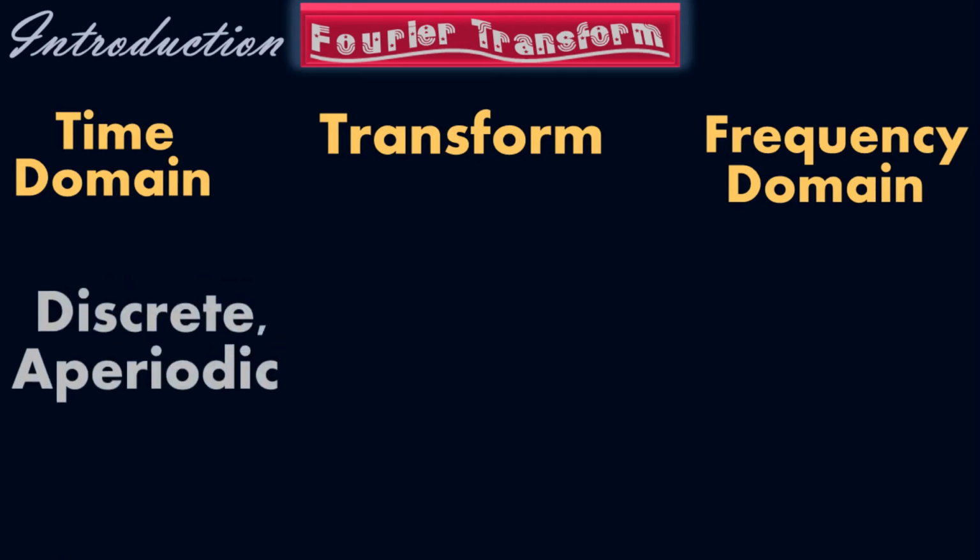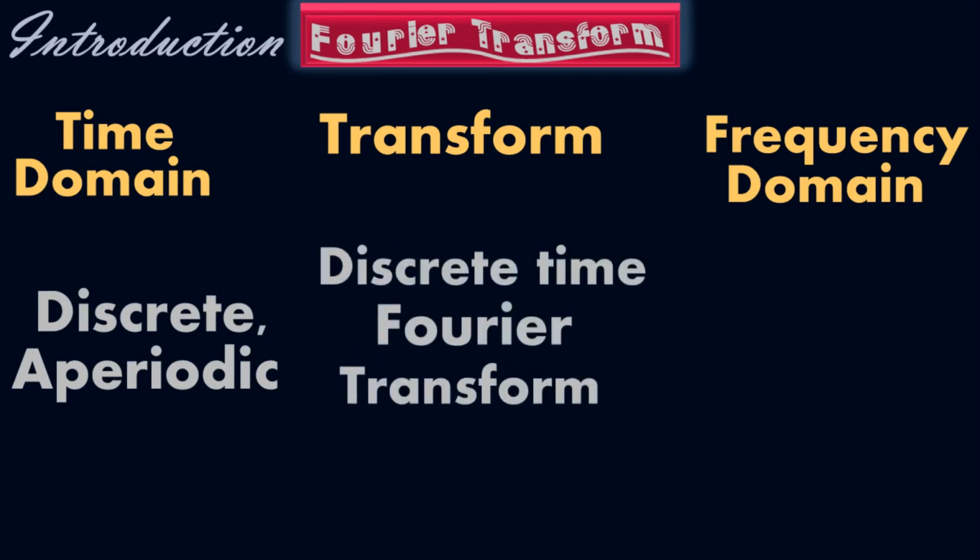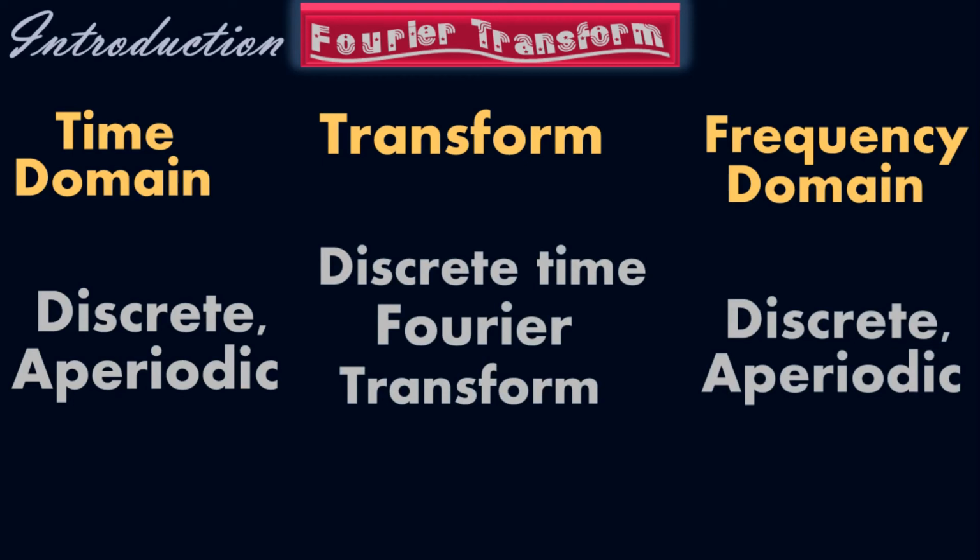But what if the source signal is discrete and aperiodic in time domain? We're going to use discrete time Fourier transform to get a discrete and non-periodic signal in frequency domain. Look, this time the signal is a digital signal. It is not an analog signal. It is in discrete form and also non-periodic.